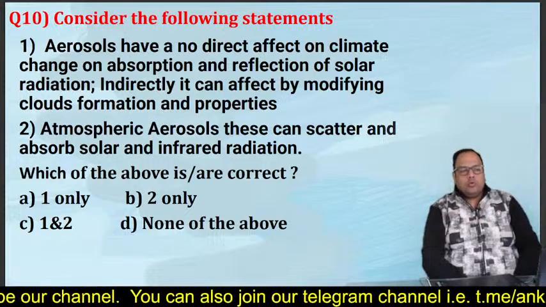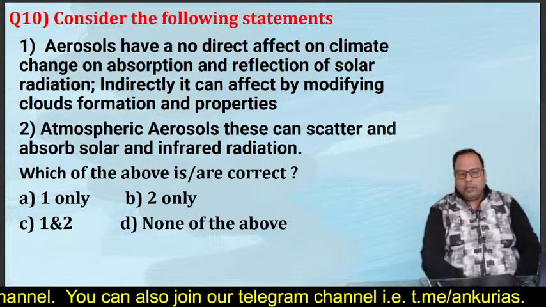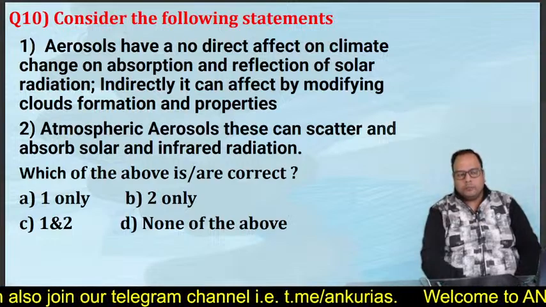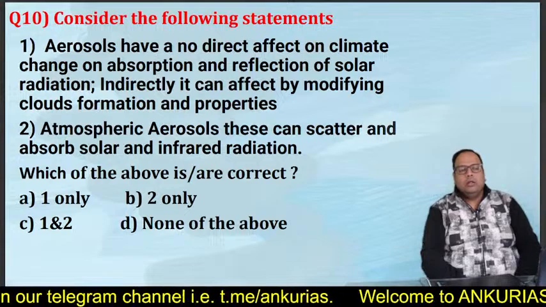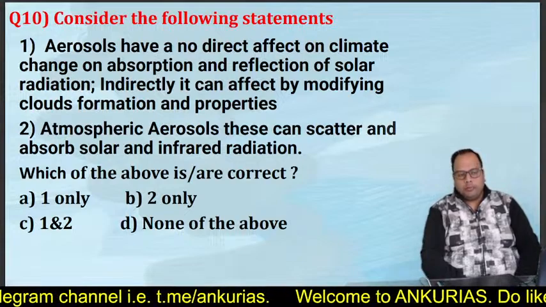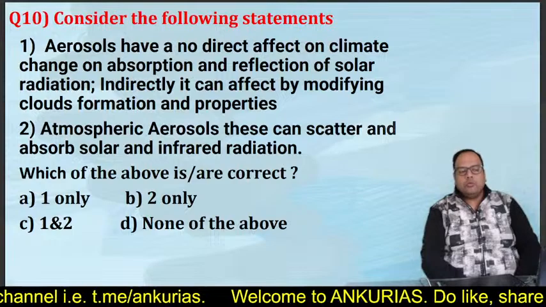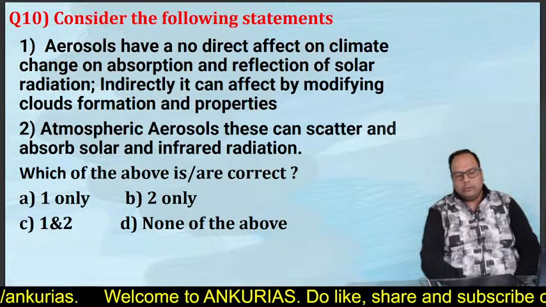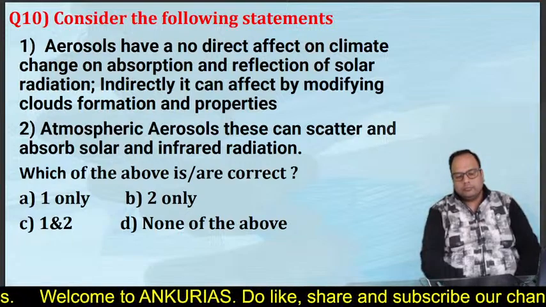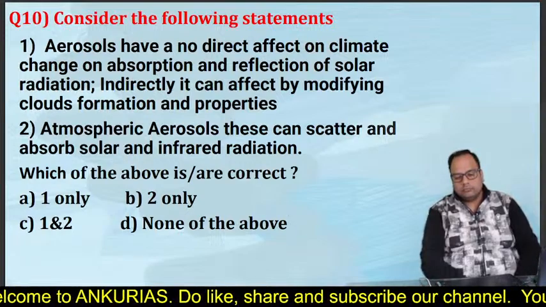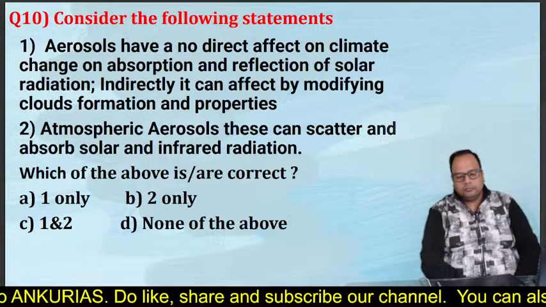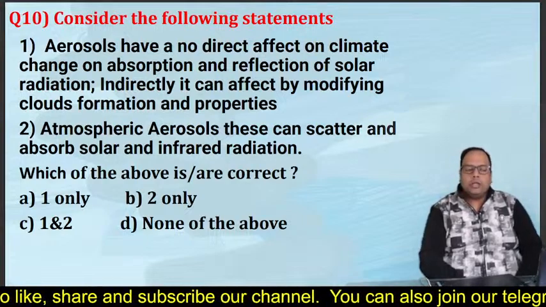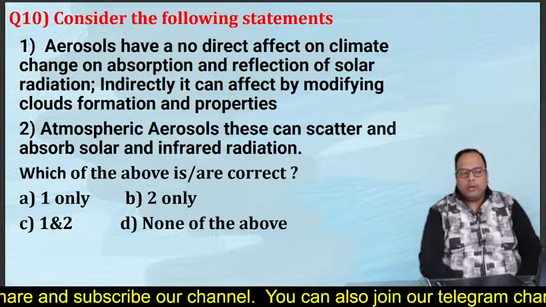Now, aerosols have a direct effect on climate change on absorption and reflection of solar radiation. Indirectly, it can affect the climate by modifying cloud formation and the properties. Atmospheric aerosols can scatter and absorb the solar and the infrared radiation. Which statement is correct? One only, two only, one and two, none of the above.